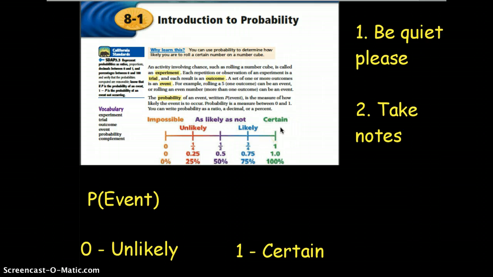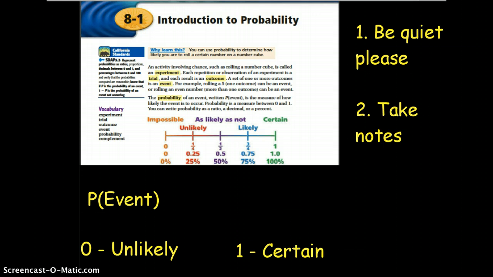A probability of 1 would be that you are here listening to the video, or that you are going to graduate from the 8th grade. It is certain or highly likely that those things are going to happen. Or the sun is going to rise. Hopefully that helps you understand what the P stands for, and then the event, and what 0 and 1 stand for inside that.